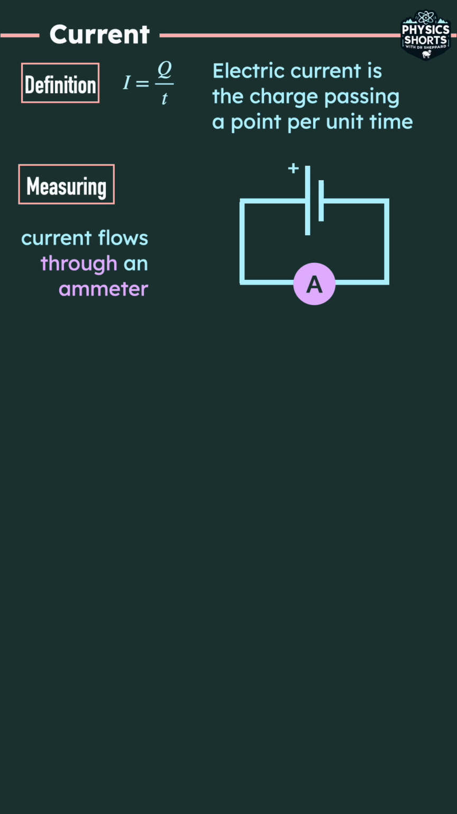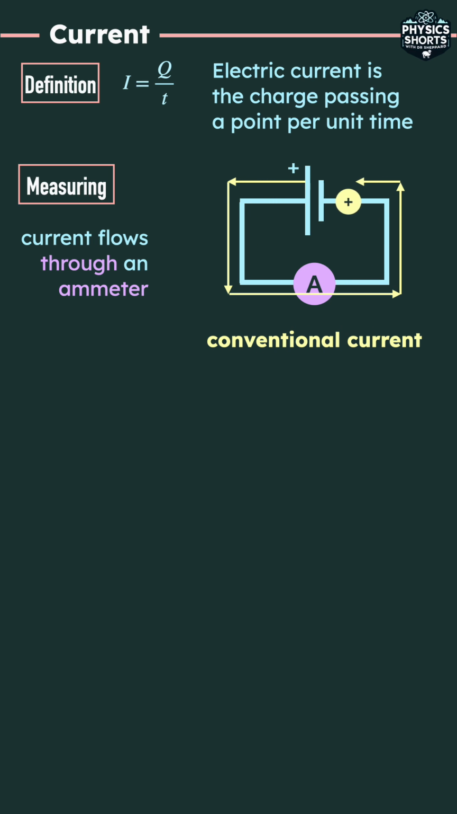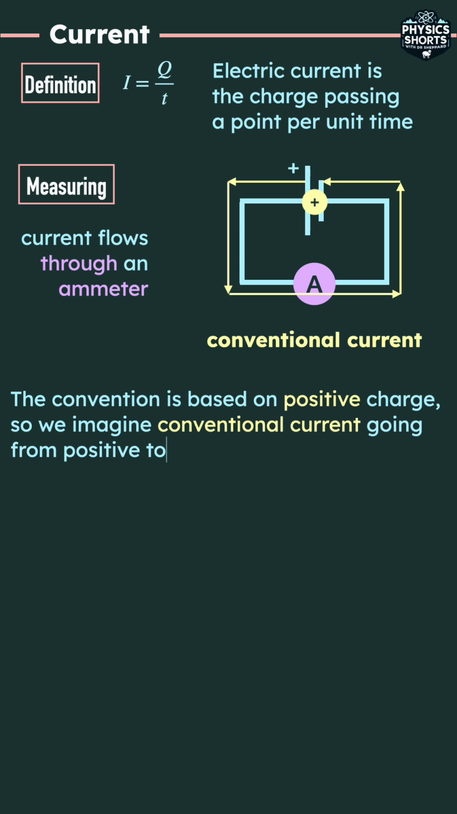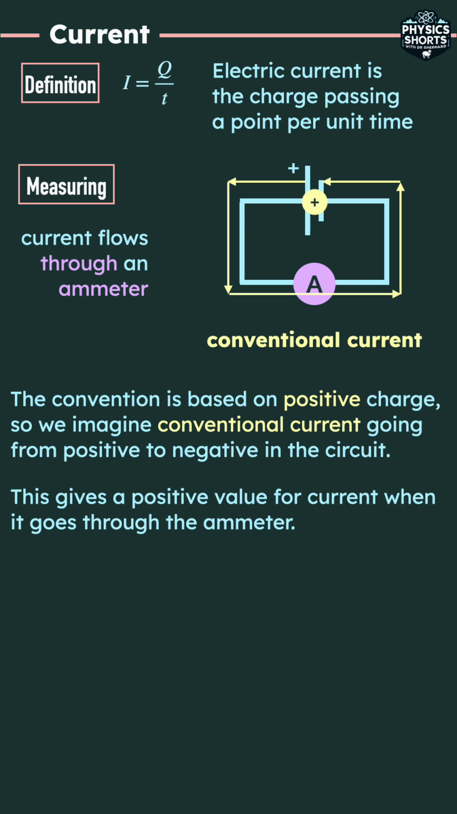In this simple diagram, we can see that as the charge leaves the cell, it flows through the wires, through the ammeter and back to the cell. Now the convention is based on positive charge, so we imagine conventional current going from positive to negative in the circuit. This gives a positive value for current when it goes through the ammeter.